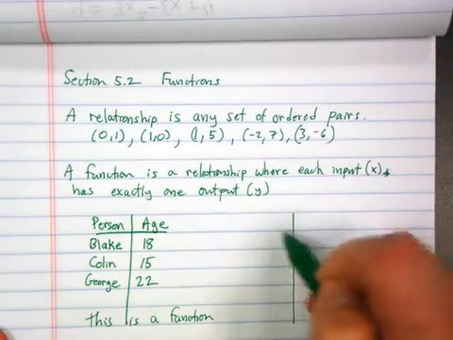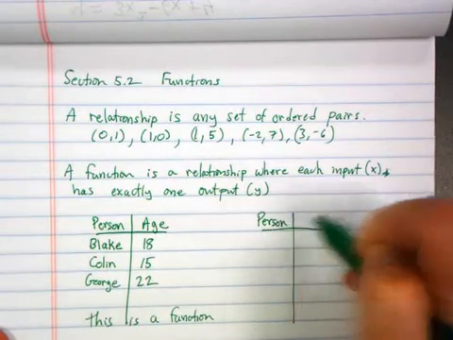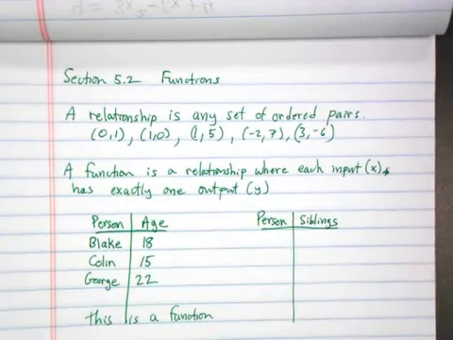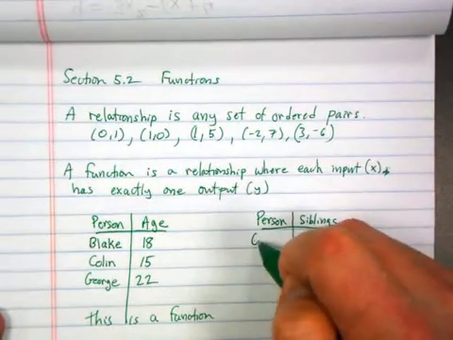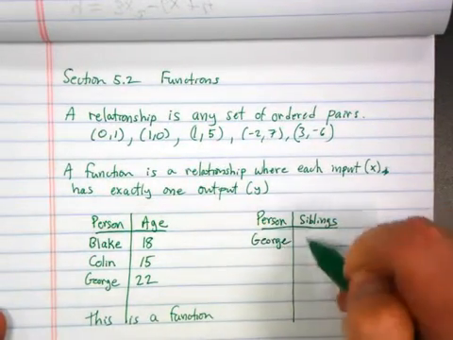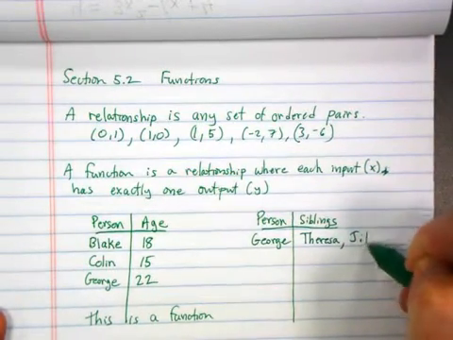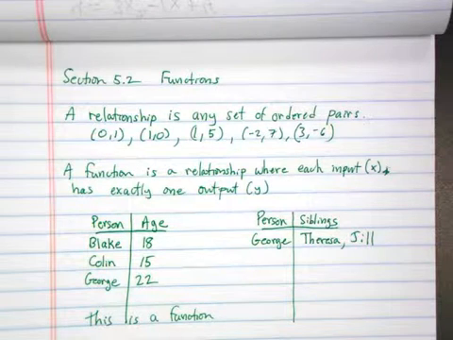All right, so here's another relation. Still going to use person, and I'm going to use siblings. Is this a function? No. Why not? People could have more than one. For example, if I were to put myself here, I happen to have two sisters. So there would be one input, me, that has two outputs. So is that a function? No, that's not.